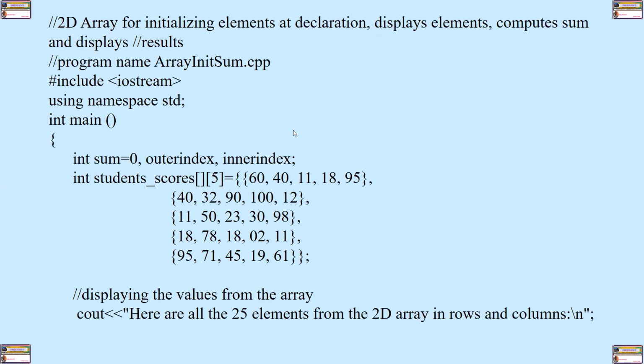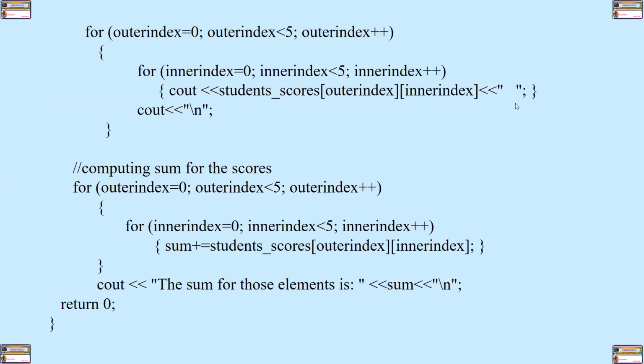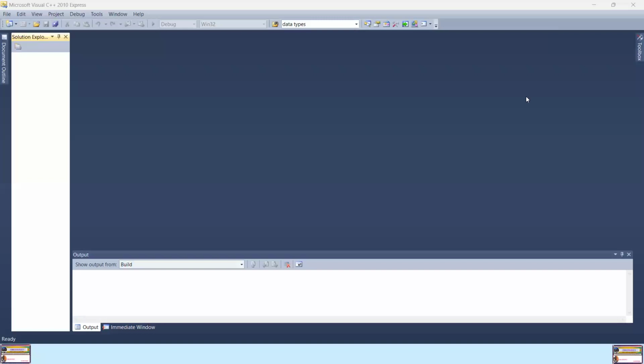So what is the name of my program? It is array init sum. Now this one is for 2D, so I'll call it array 2D init sum. I'll modify that name, and you're also free to modify yours. So let's go to C++. We paste this program there. So this is my C++ program.